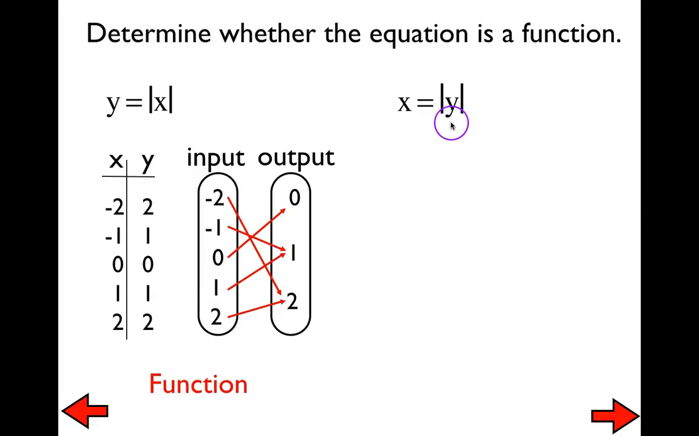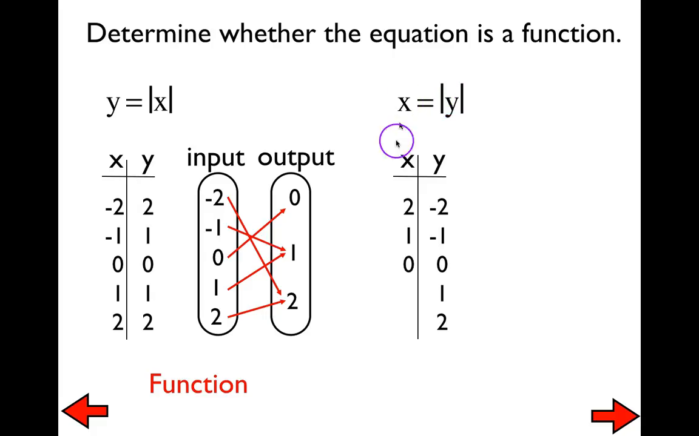What about this one? Here, I'm actually going to go backwards. It's going to be a little bit easier to plug in y values to figure out your x value. So here, I'm going to put some values in for y. What's the absolute value of -2? X would be 2. What's the absolute value of -1? X would be 1. What's the absolute value of 0? X would be 0. What's the absolute value of 1? X would be 1, etc.